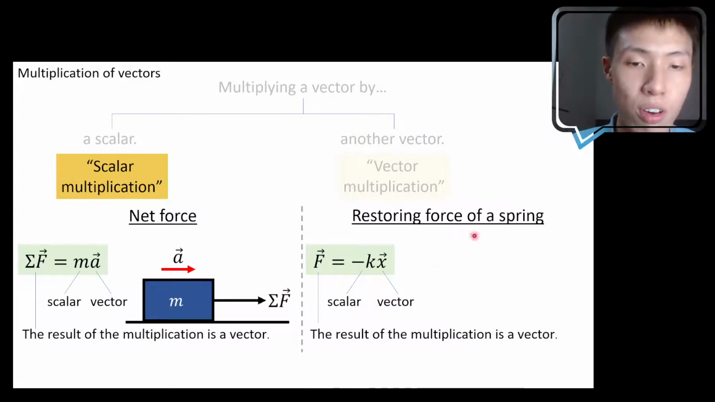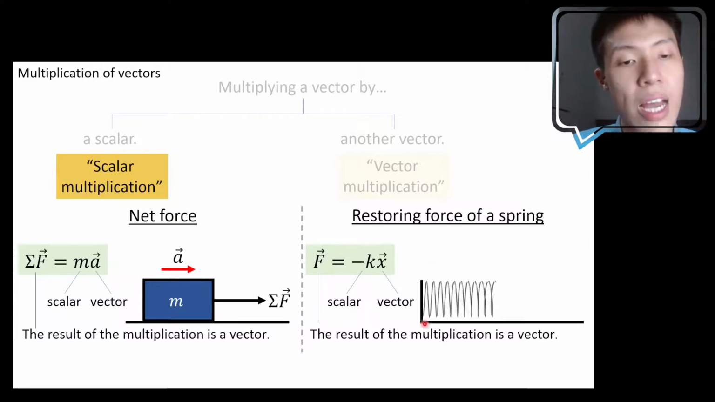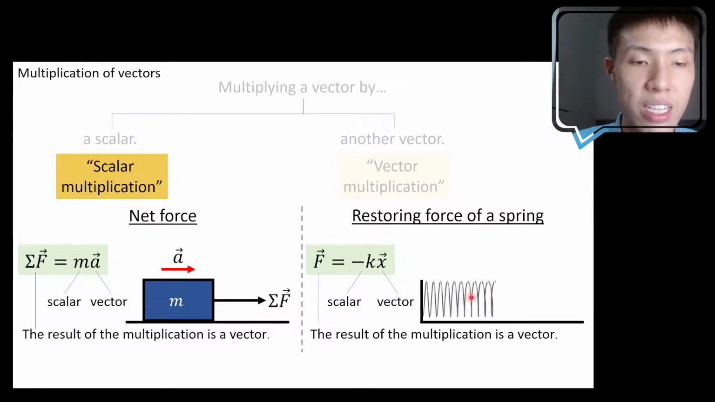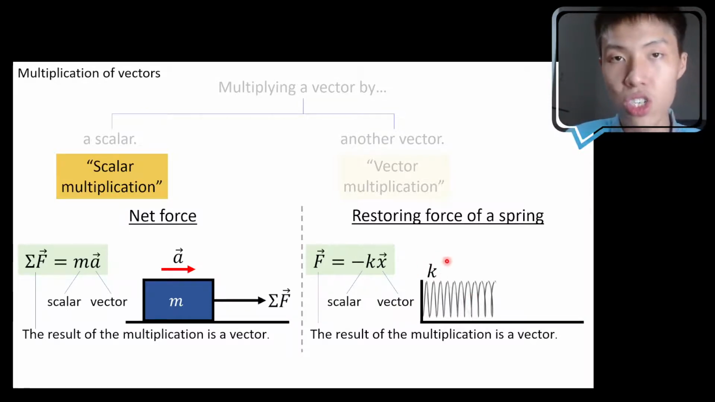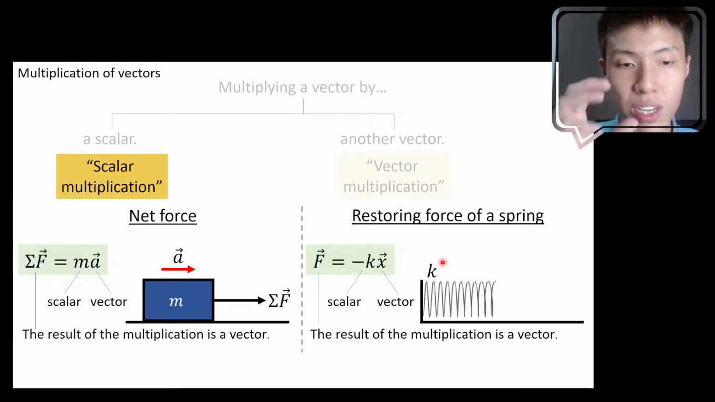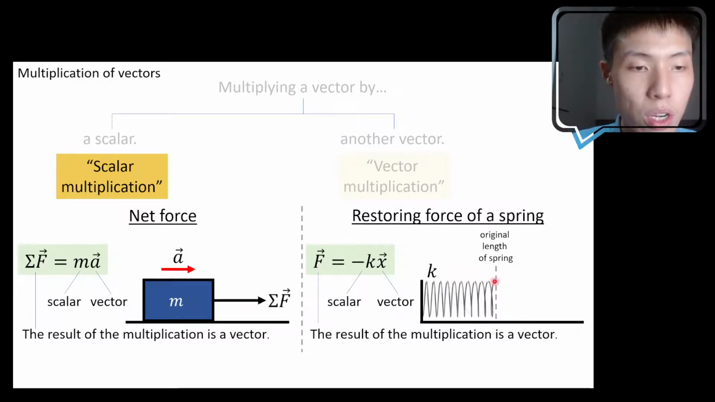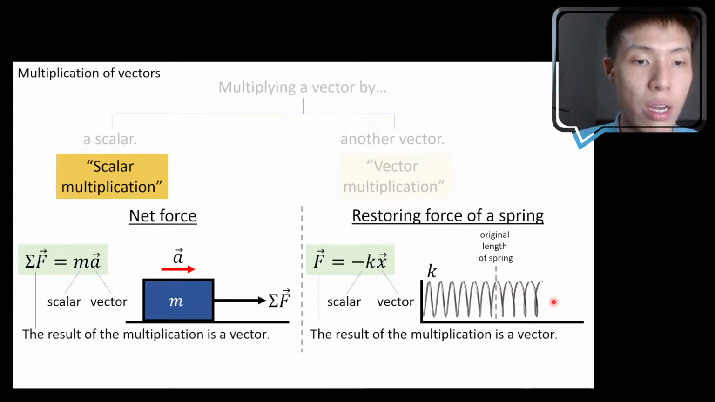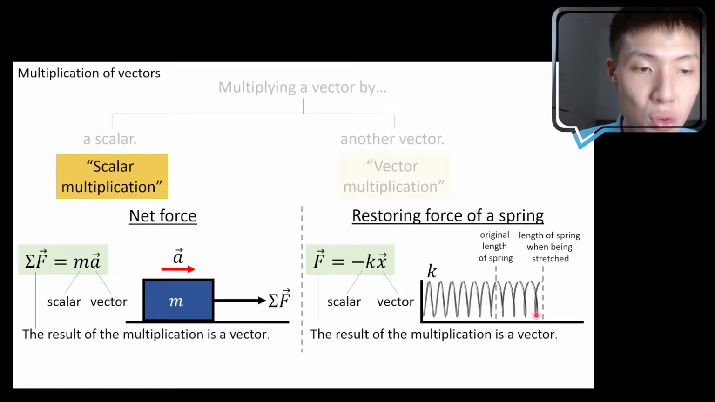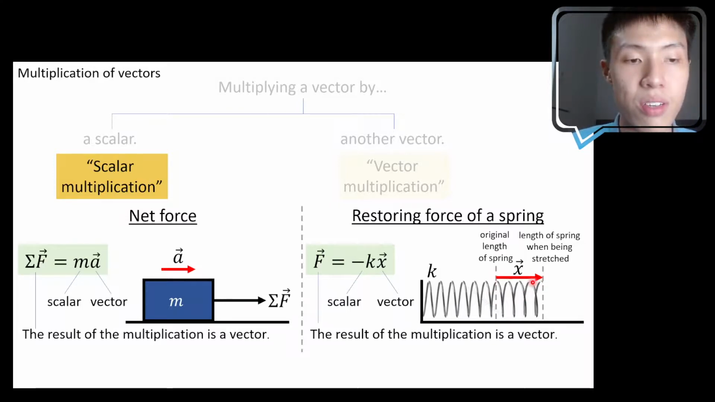Now let's move on to restoring force. Let's say I have a spring here which is not stretched and not compressed. So we can say this spring is at its equilibrium length, and it has a spring constant k. That one is fixed. As long as you don't change the spring, you won't change k. We call this the original length of the spring, or the equilibrium length. Now, if we stretch our spring to the right, to a new length, the amount of stretch that we incur on this spring is represented by a vector called x. In this case, it's been stretched to the right, so our vector x is pointing to the right.